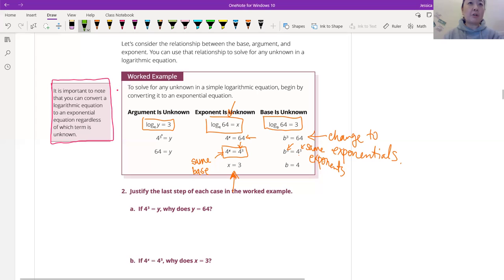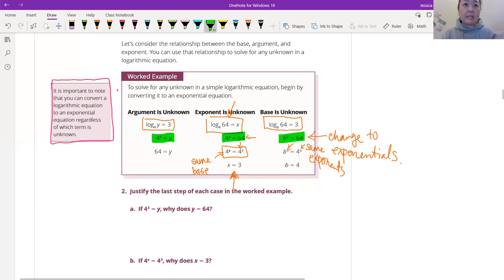All right, so if you look right here, notice all of them, what do they do? They change everything to exponential form. Okay, and that's what this is talking about. So if ever you have a log and you're like, oh, I need to solve this, try exponential form.